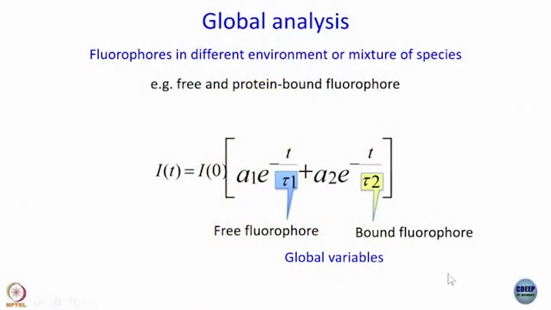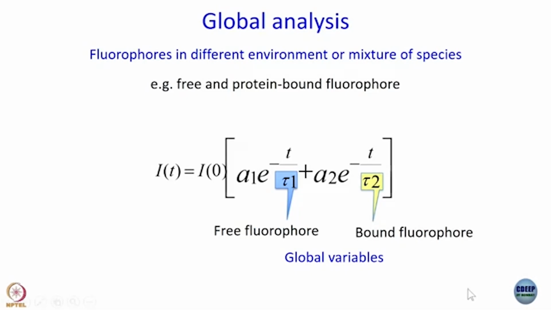So, these tau 1 and tau 2, these are called global parameters or global variables, which means they have the same value. I mean, tau 1 is not equal to tau 2, please do not get me wrong, but all the tau 1 values are the same across the set, all the tau 2 values are the same across the set. What about the amplitudes? Will they be same?